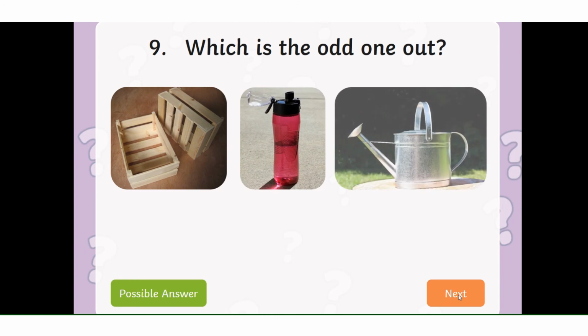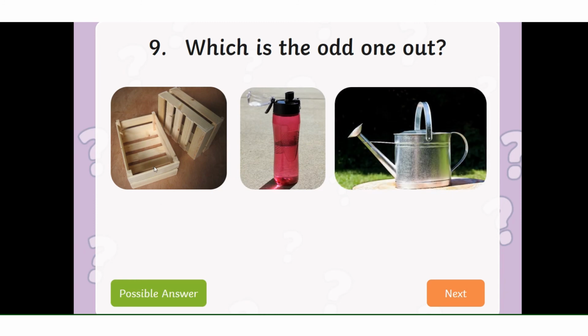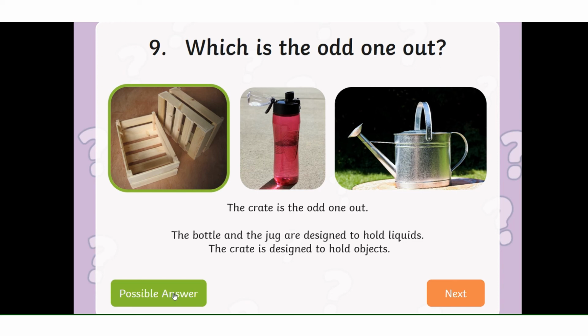Which is the odd one out? We've got a wooden crate, we've got a water bottle, and we've got a watering can. I think there's a clue there in the name. This is a water bottle, this is a watering can. So I think these two hold water, but this one can't hold water. Shall we see? The crate is the odd one out. The bottle and the jug are designed to hold liquids. The crate is designed to hold objects.